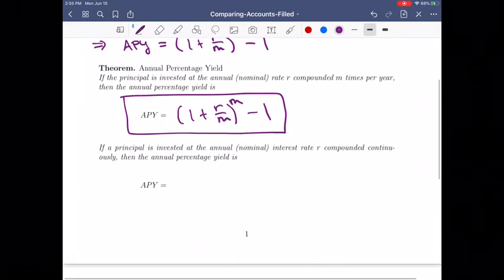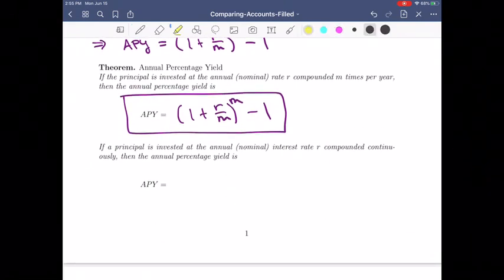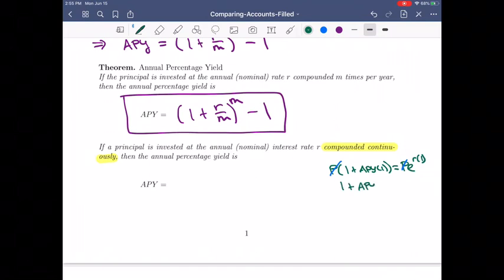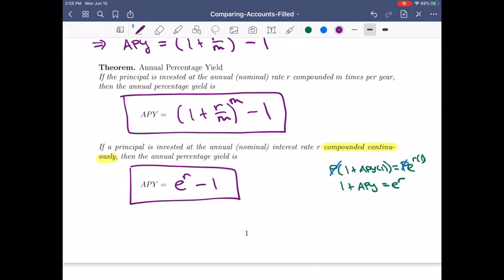Now if you were using a continuously compounded interest rate, it's going to look a bit different. So I would have P times 1 plus APY times 1 equal to P e to the R times 1. So the P's again cancel out like they did before. So I get 1 plus APY is equal to e to the R. So APY is going to be e to the R minus 1 when you have a continuously compounded interest account.